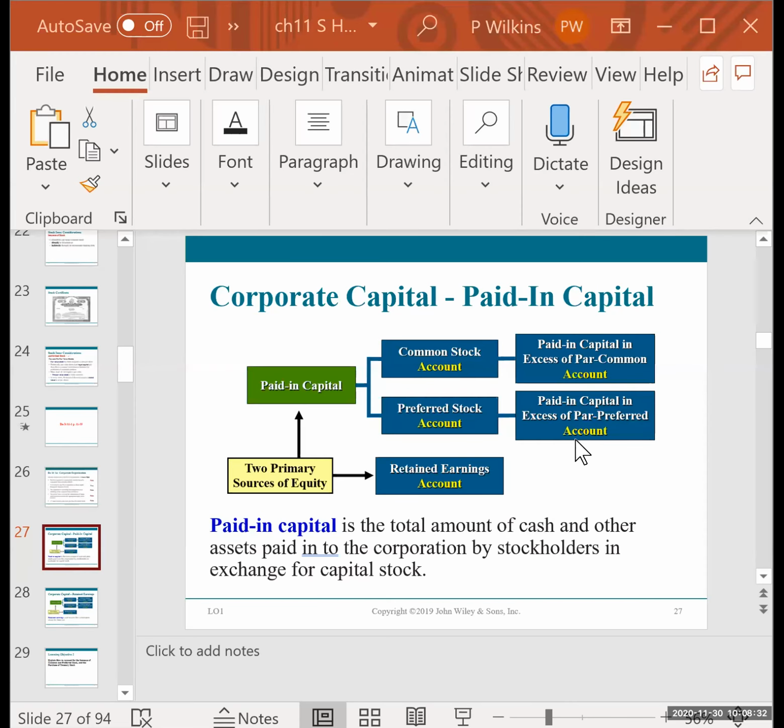Okay, so I misstated. You credit common stock when you issue stock, but I'm not going to go to entries at this point, okay? We're going to go over and look at the next slide.